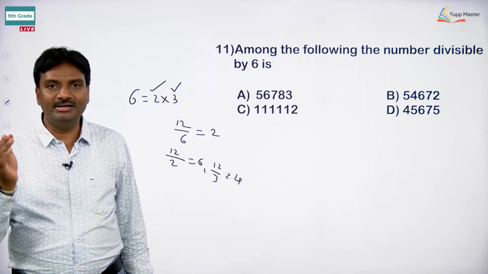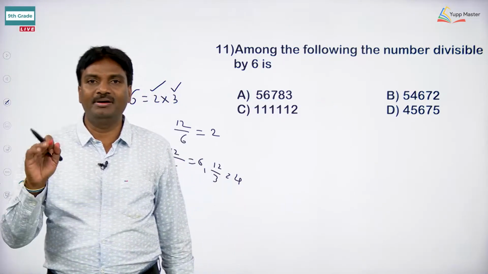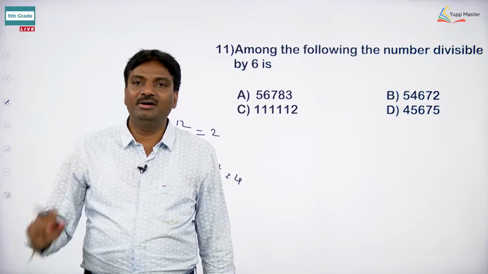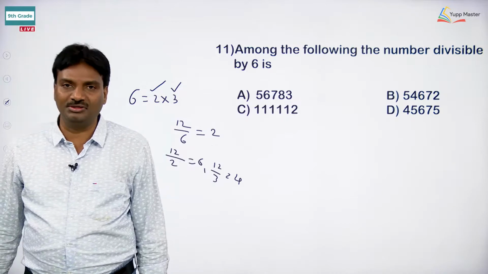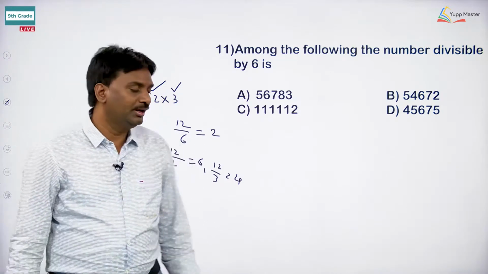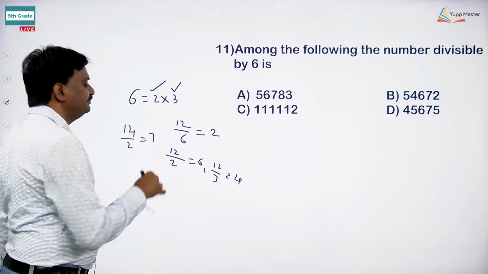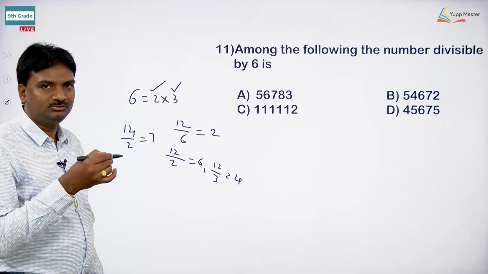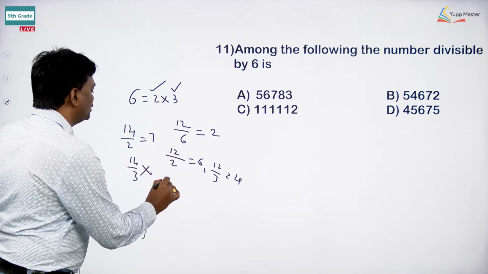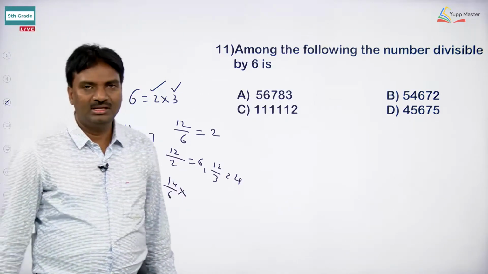So when a number is divisible by both 2 and 3, then we can say that number is also divisible by 6. If you take 14, it is divisible by 2, 7 times, but 14 is not divisible by 3. So that's why the number is not divisible by 6.